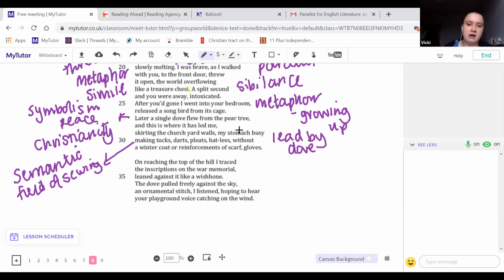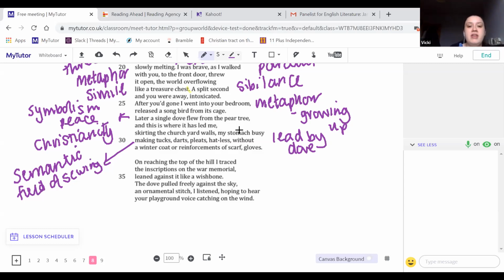Tucks is to do with tucking in. Pleats is what you mainly see in skirts or kilts, the overlapping of materials and it being sewn on top so they fold onto each other rather than being like that. They're like that. Those are pleats. I've no idea about hatless. Reinforcements, yeah, so that could definitely be terminology, as you said, to be symbolic of going to war.